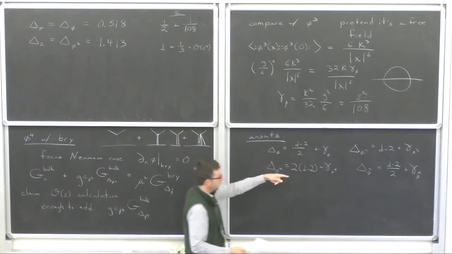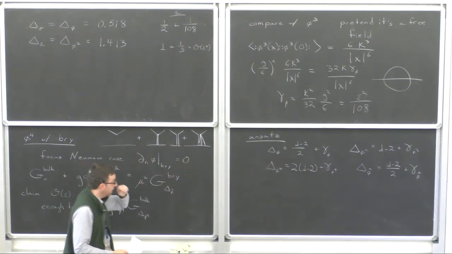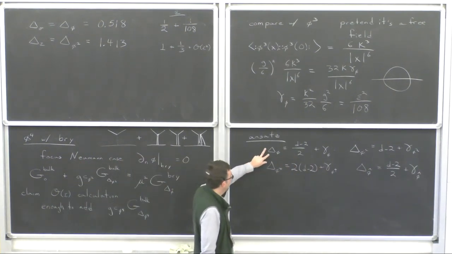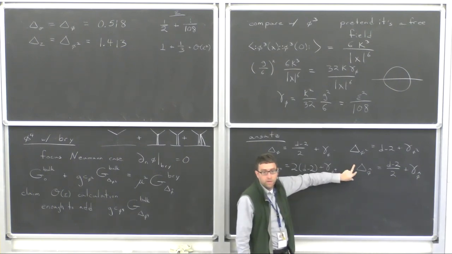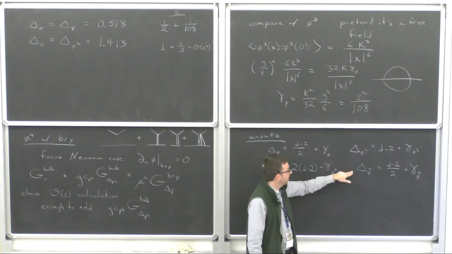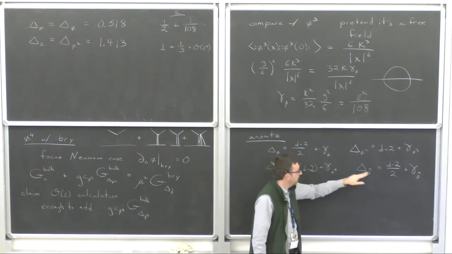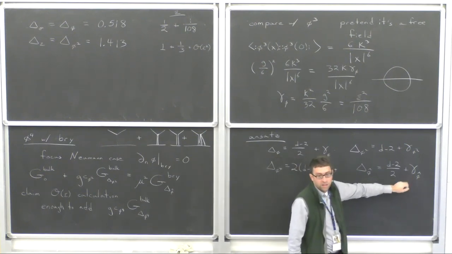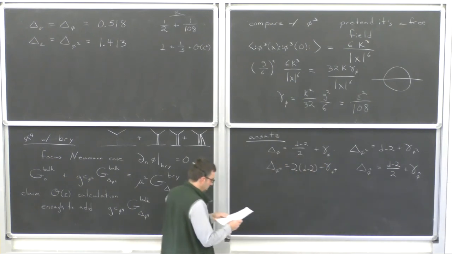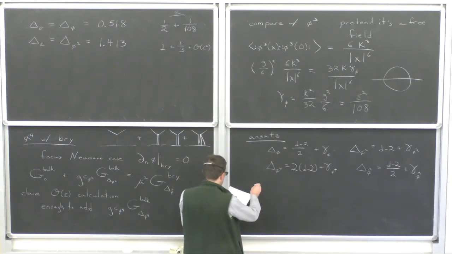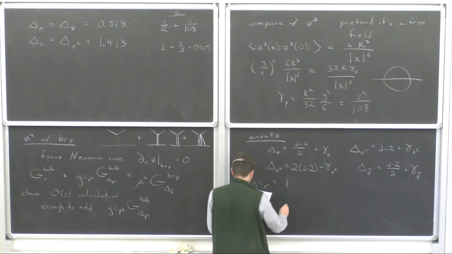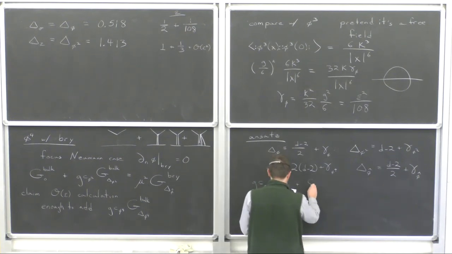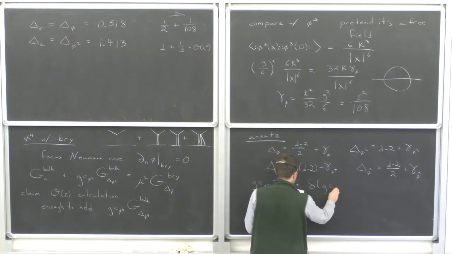And notice already something interesting is happening. I'm allowing for the bulk field to have a different scaling dimension than its boundary value. That's something rather special about these systems. You might have thought that this should be this, but it's not. And then also the coefficients. So we had the leading order bits that we computed last time, or not last time, but in the absence of interaction.